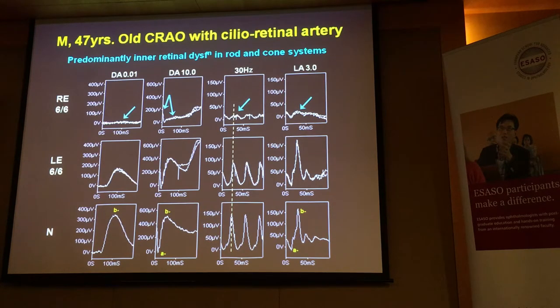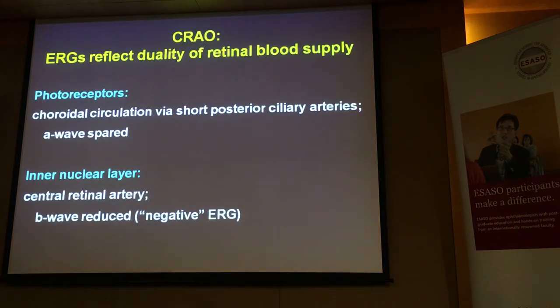Pale disc, narrow vessels, but if you've got normal acuity in that constellation, don't immediately send the patient for an MRI. Because you're going to do that, but these patients have usually had 2 or 3 MRIs by the time the neurologist sends them to the ophthalmologist, and the ophthalmologist usually then makes the diagnosis when they do the ERG. Of course, for the CRA, you're looking at the duality of the blood supply to the retina: receptor supply through choroidal circulation by the short posterior ciliaries, inner retinal supply through central retina.